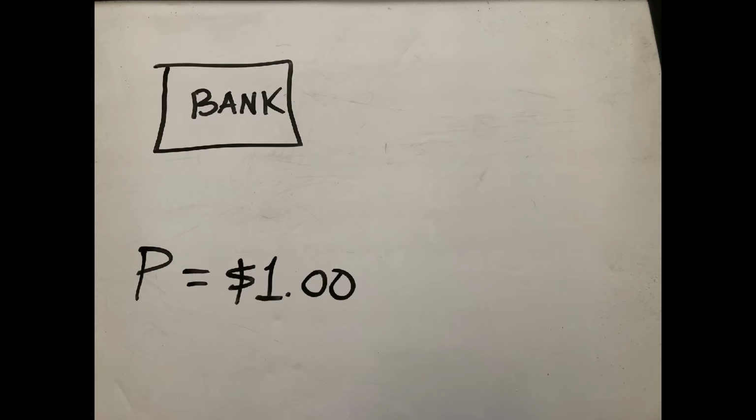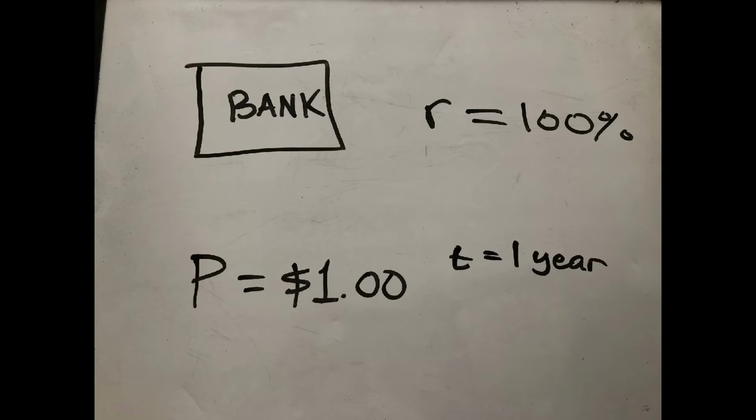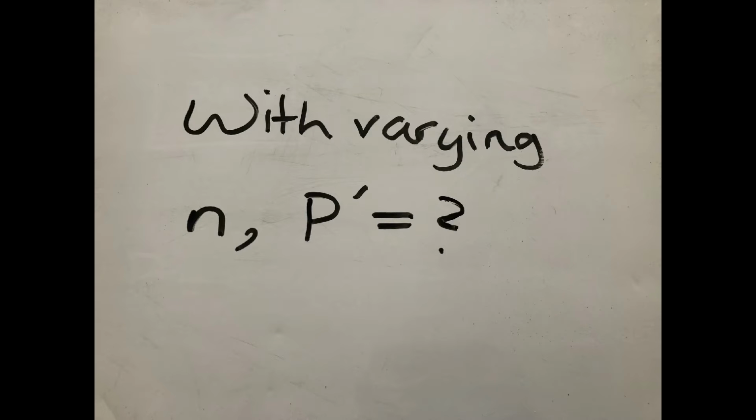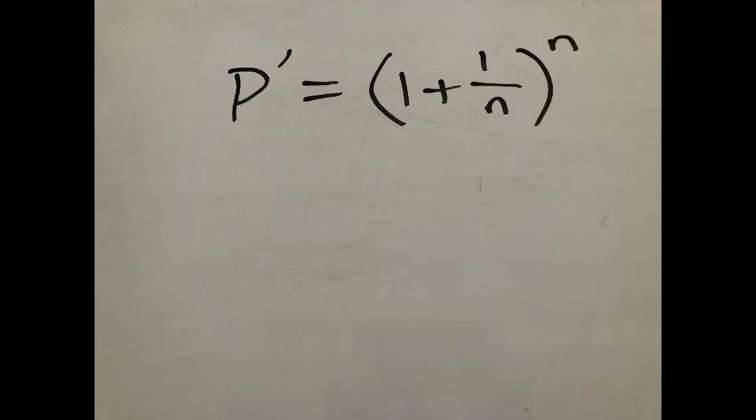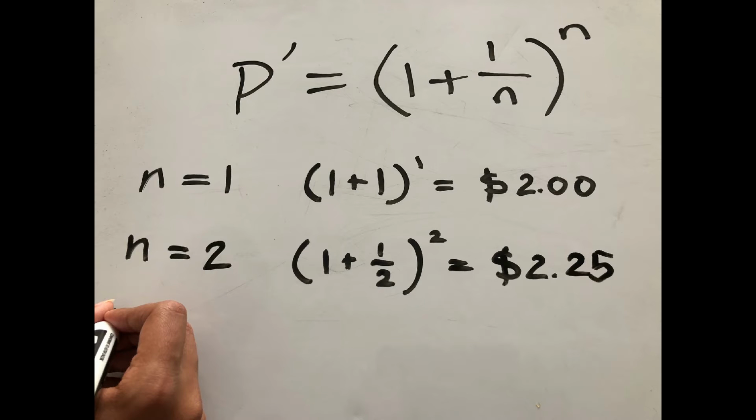To solve this conundrum, we can consider a simpler problem. Let's say you have $1 in a bank, which offers 100% annual interest. You want to know how much money it'll have after 1 year. The only number which varies is n, the number of times you compound. And that gives you the following expression. At n equals 1, this equals $2. At n equals 2, this equals $2.25.